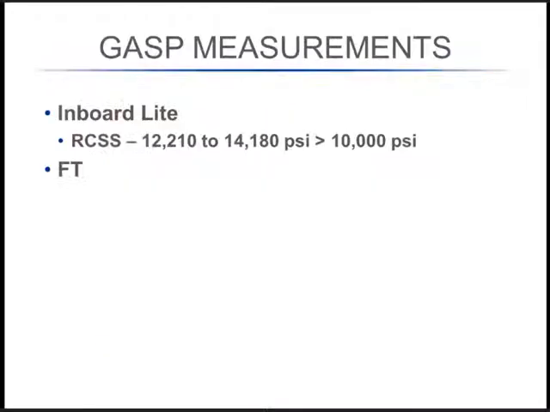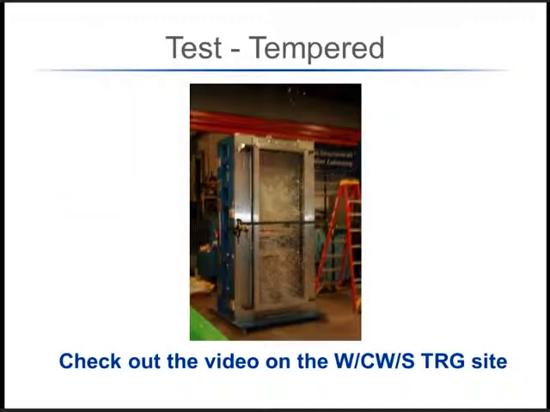Again, we tested using the GASP, and we found that the RCSS ranged from about 12,000 to 14,000 psi, which is greater than the 10,000 that would put us into the tempered range. So we were satisfied that we had fully tempered glass there, and on those we took all of our 5 measurements and put those into the same chamber and tested those as well.